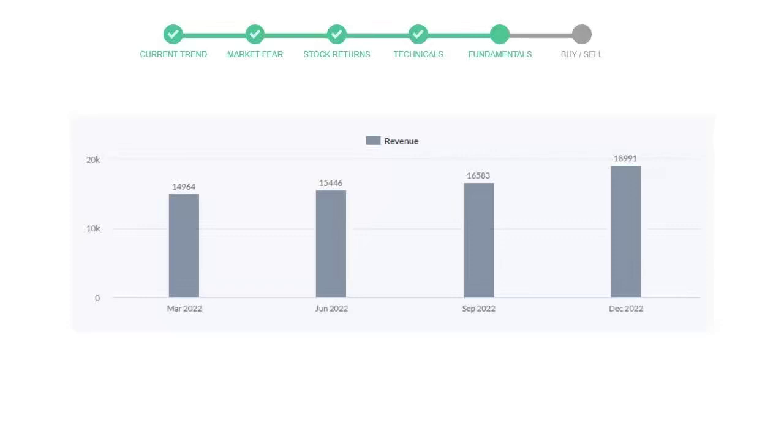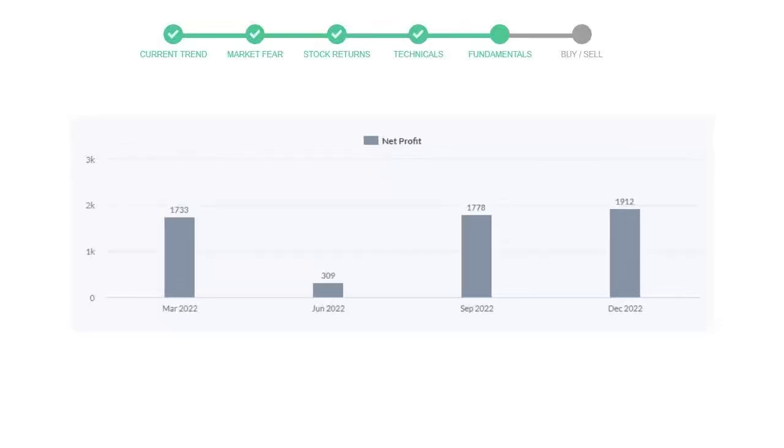Now let's see the profitability of Lockheed Martin in the quarter September 22. The profits were $1,778 million. And in the recent quarter December 22, the profits increased to $1,912 million.